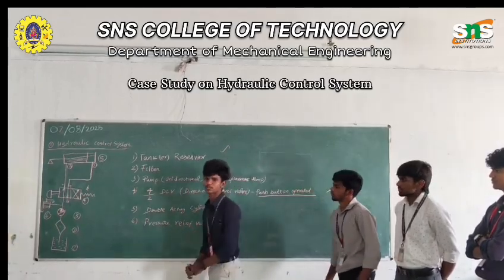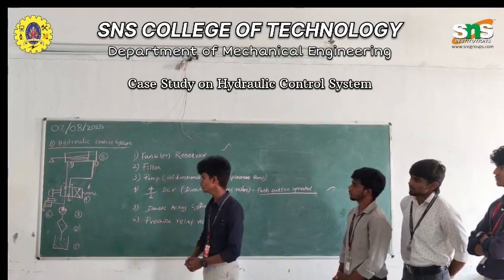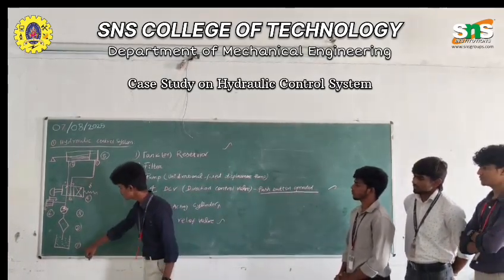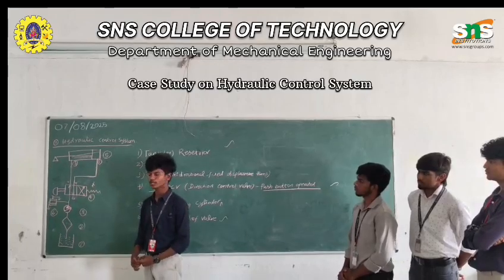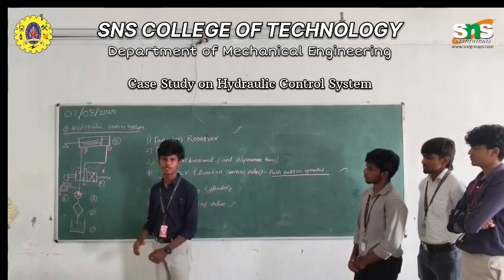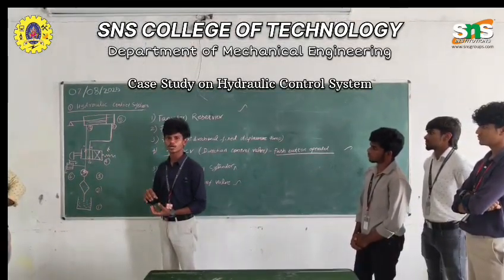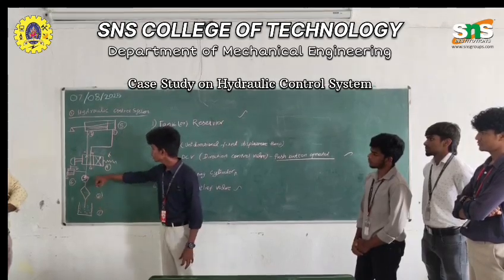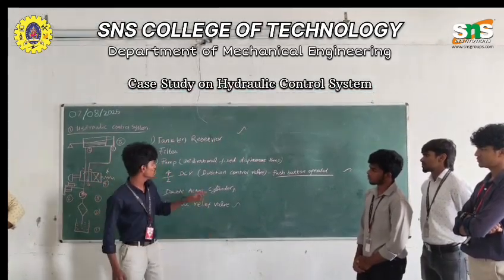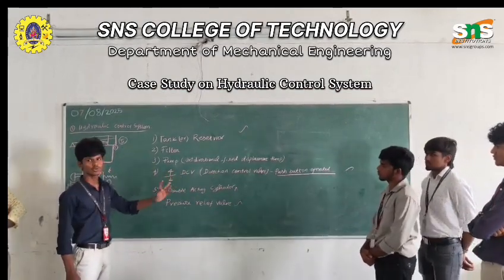As Arun has explained, I can elaborate on the components used in the hydraulic system. First, we use a tank to store the oil or water. Then we use a filter to remove the unwanted particles from the oil or water. We use a pump to suck the oil from the tank and deliver it to the DCV. Here we use a 4x2 DCV, which is basically a direction control valve.